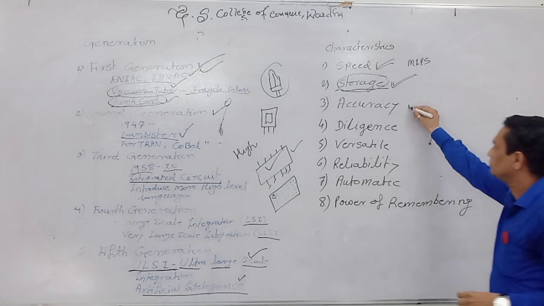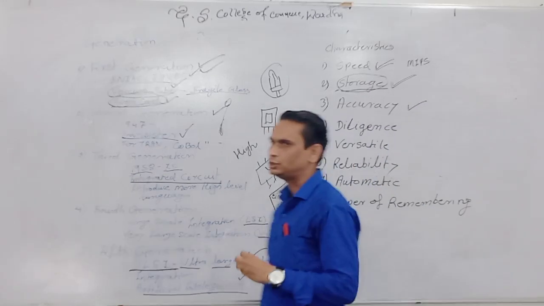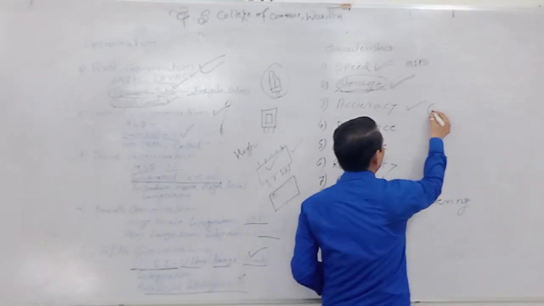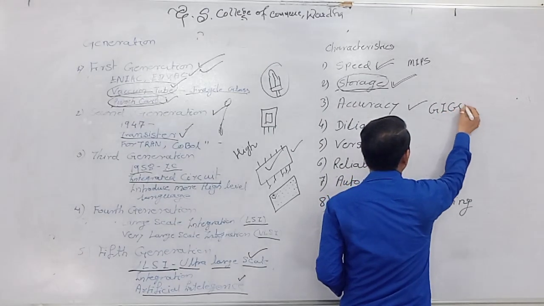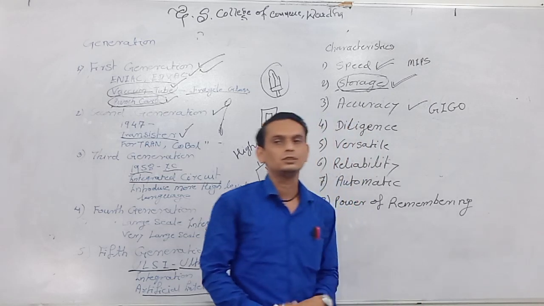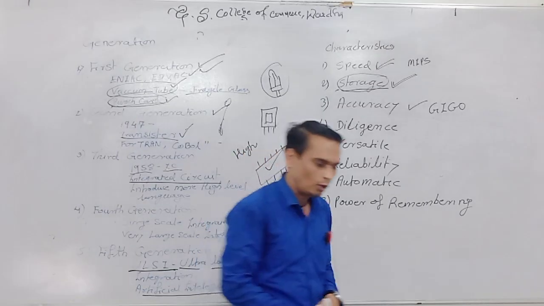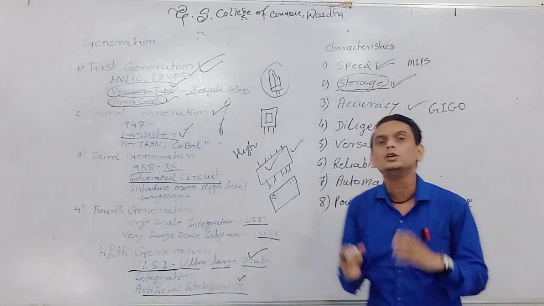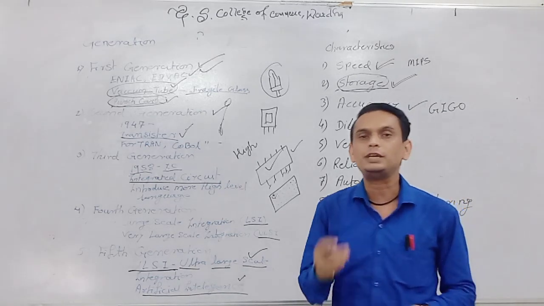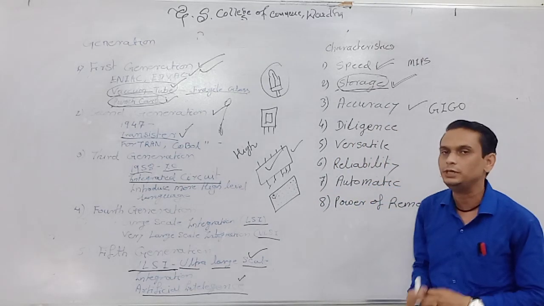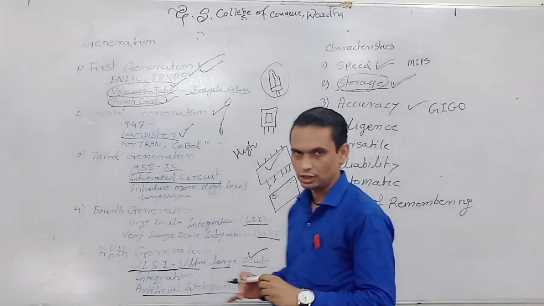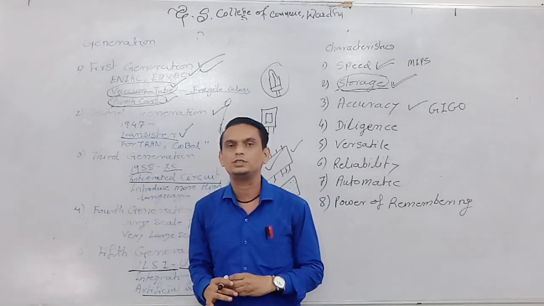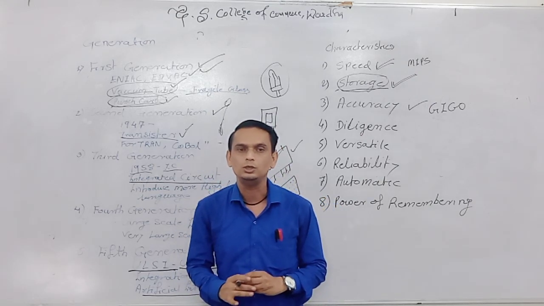The accuracy. There is a term used in computing, that is GIGO, garbage in, garbage out. If we provide wrong data to the computer system, the expected output will always be garbage. Garbage means which is not expected or not useful for the users.